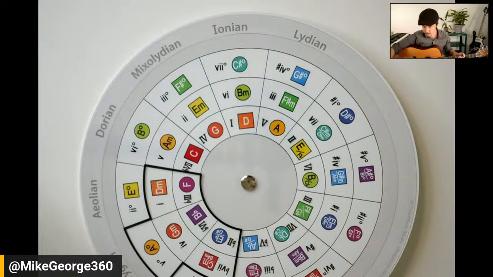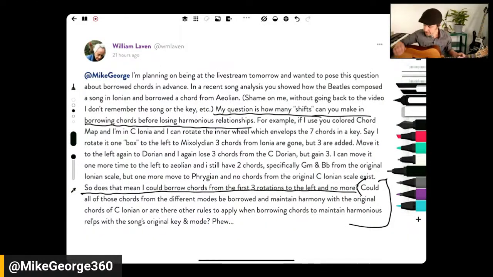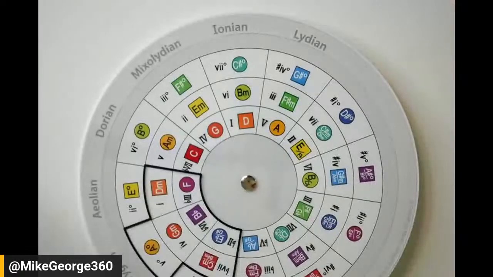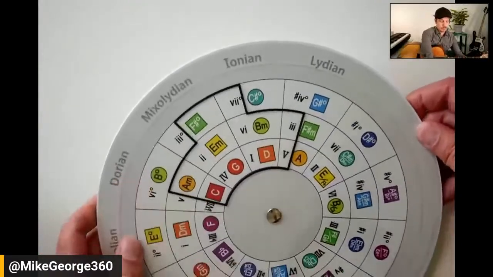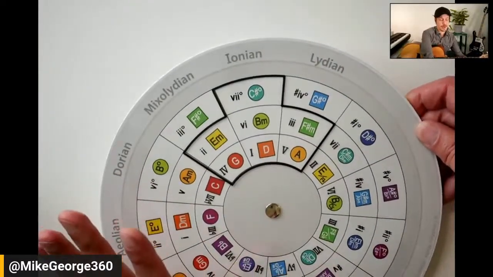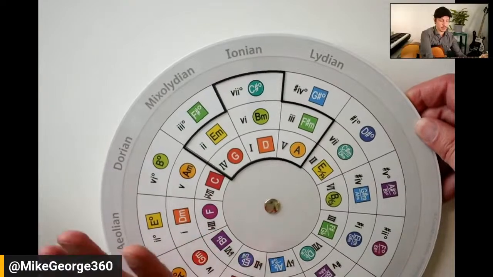All right, so to the question of whether all of these chords from different modes could be borrowed and maintain harmony with the original chords of C Ionian, or whether there are other rules to apply when borrowing chords to maintain harmonious relationships with the song's original key and mode. Those are great questions. You're definitely jumping into the chord map and really picking it apart, which is wonderful. That's what it's all about.